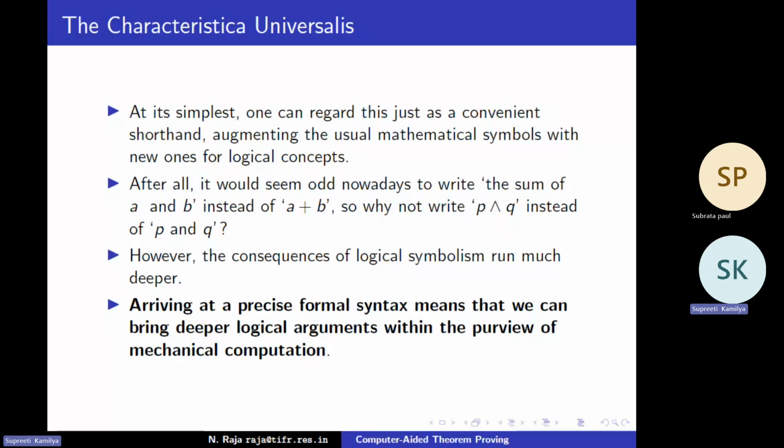And so once we have this, we can bring quite deep logical arguments into the purview of mechanical computation. Remember, we are doing mechanical computation. There is no intelligence here. It's just a machine. So symbolism and very precise formal syntax is a very crucial step, and it took some time to evolve in the history of mathematics.